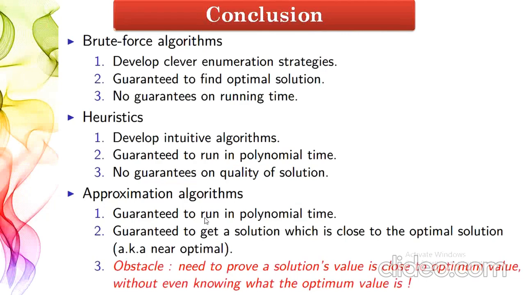So I just want to conclude the approximation algorithm concept. If you are using the brute force algorithm, it will develop a clever enumeration strategy and it will give a guarantee to find an optimal solution, but no guarantee on running time complexity, right? If you are using the heuristic approach, it will develop some intuitive algorithm and give some guarantee to run in polynomial time. It will solve the algorithm in polynomial time, but it will not give a guarantee on quality of solution. If you are using the approximation algorithm, it will give a guarantee to run in polynomial time and it will give the quality of solution. That is, it will give a near optimal solution.